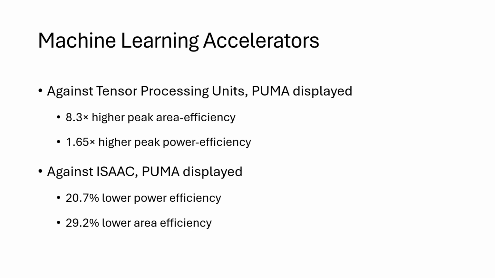Next are the machine learning accelerators. Against tensor processing units, Puma displayed an 8.3 times higher peak area efficiency and a 1.65 times higher peak power efficiency. Against Isaac, Puma displayed a 20.7% lower power efficiency and a 29.2% lower area efficiency. Puma displays lower power and area efficiency than Isaac because of its overhead of programmability, and despite this, Puma can still achieve energy gains over GPUs with tensor cores.